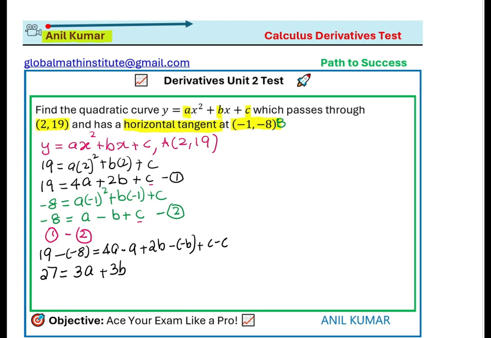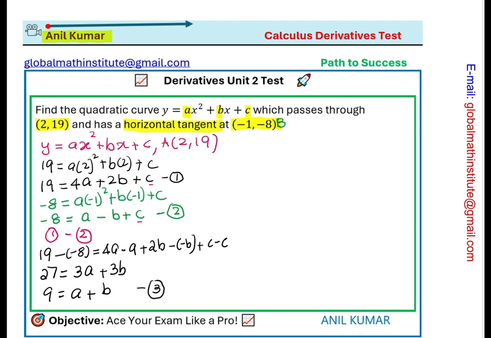We can simplify this by dividing by 3. So 9 equals a plus b. We'll call this our equation number 3. Makes sense, right? So we now have a relation between a and b. So a plus b is 9. If a is known to us, we can find b as 9 minus a. Now let's move forward and use the third condition given to us, which is the horizontal tangent.